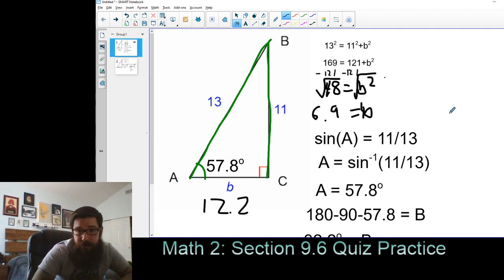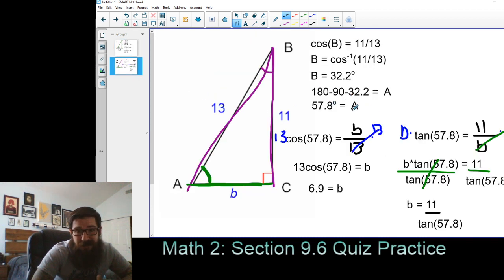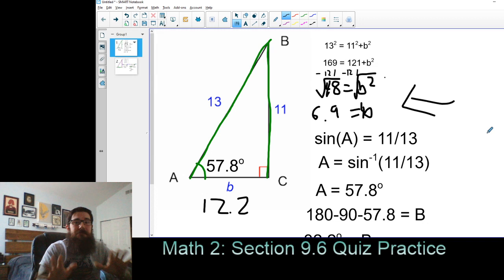And now that I fixed this mistake right here, we get the same answer every time, right? A is 57.8, B is 32.2. We see other methods here. We're finding A and B by different methods, but still getting the same answer. B was 6.9. It was 6.9. And 6.9. It doesn't matter if sine, tangent, cosine, as long as you have the right relationships.